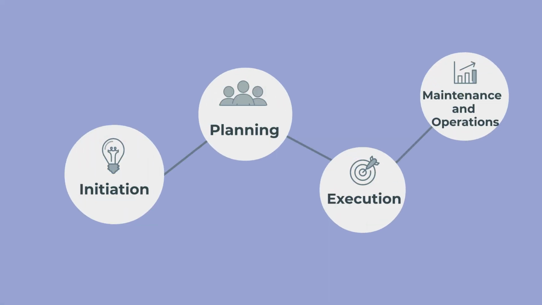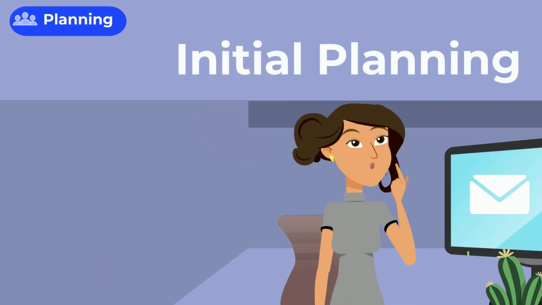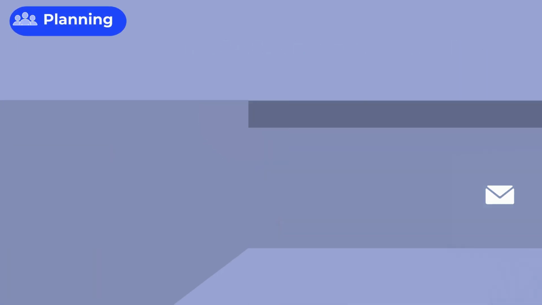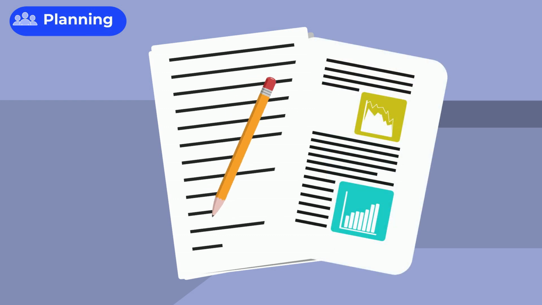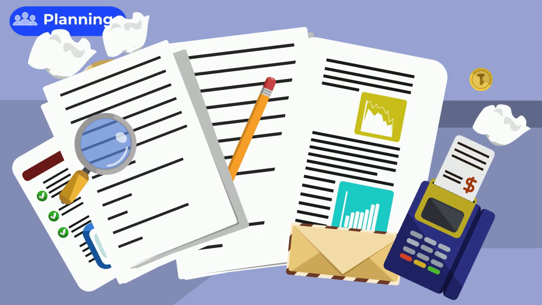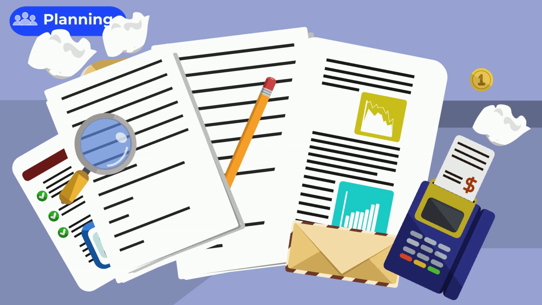Moving on, we go forward into the planning stage. We shift from defining the vision to charting a clear path forward. This involves developing detailed strategies, setting timelines, and allocating resources so the project can be a success.